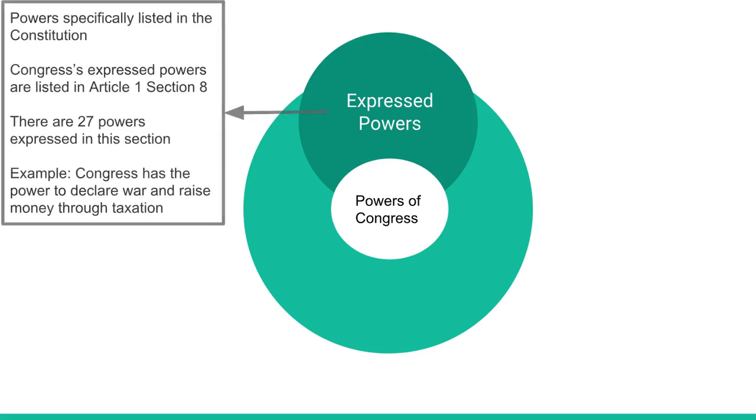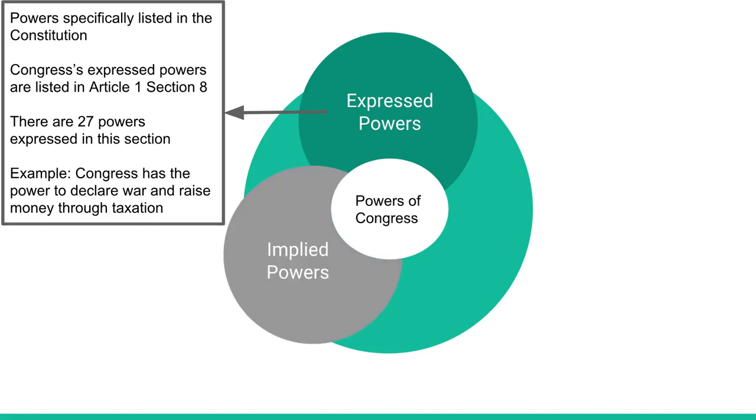These are powers that are specifically listed in the U.S. Constitution. They're listed in Article 1, Section 8. Article 1 created Congress and sets out the rules of how Congress works. Section 8 lists 27 expressed powers that Congress has. An example of this is Congress has the power to declare war, the power to raise money through taxation, and lots of other powers. So if you want to review that section of the Constitution, you can see more of those.